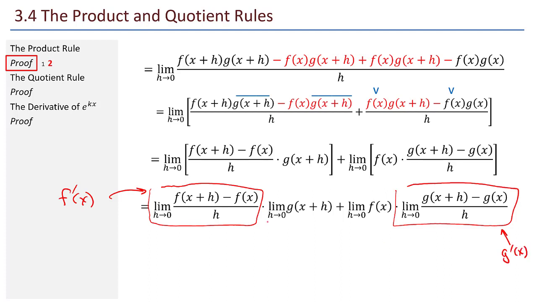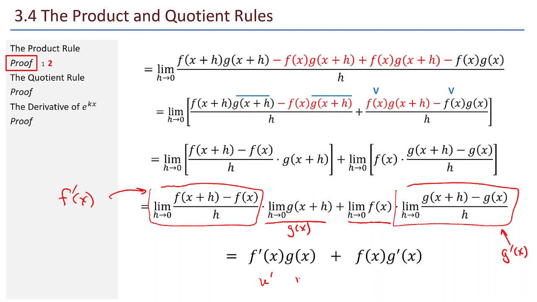And these other factors, what happens as h goes to 0? That first one just becomes g of x, since h goes to 0, and the limit as h goes to 0 of f of x, well, that's just f of x. And so look what we end up with: f prime of x, g of x, plus f of x, g prime of x, and that is very much like our u prime v plus u v prime. So there it is. There is the proof of the product rule.